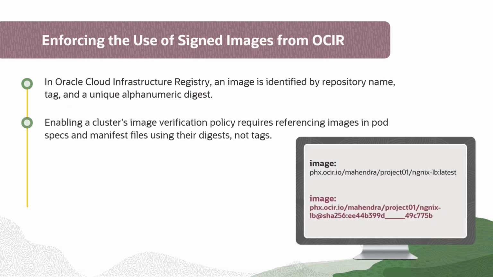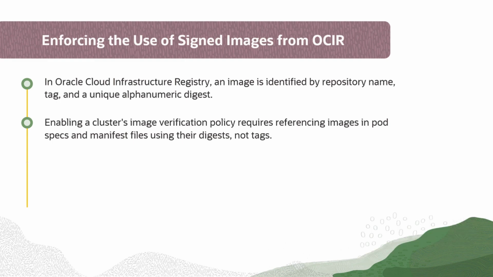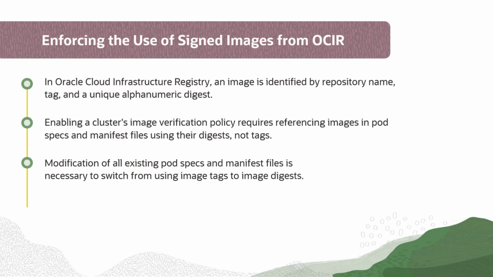In Oracle Cloud Registry, enabling a cluster's image verification policy introduces a specific requirement. Images must be referenced in the pod specification and manifest files using their digest and not tags. This shift to digest enhances the security and integrity verification process. Transitioning from using image tags to image digests mandates the modification of all existing pod specification and manifest files.